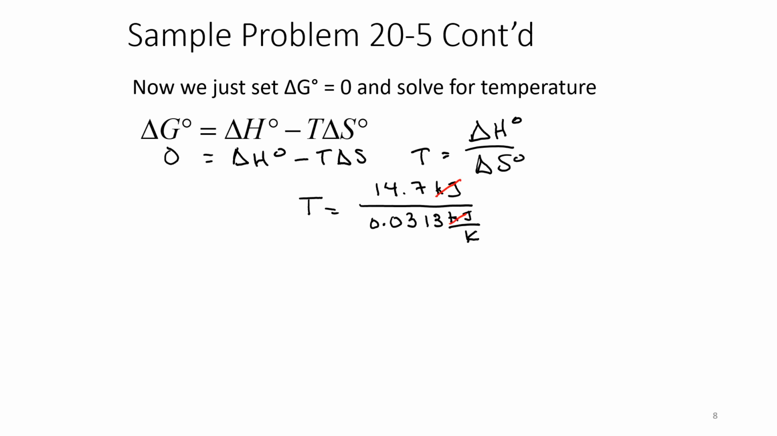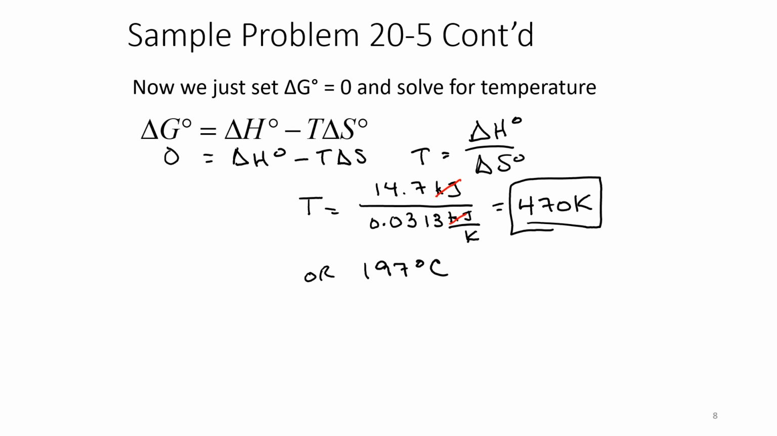So our kilojoules are going to cancel each other out, and we're going to be left with 470 Kelvin, or 197 degrees Celsius. If it asked us to put it in Celsius, we would do that conversion. It didn't specify, I don't believe, in the problem, so I can just keep it in Kelvin, 470 Kelvin, and that's our final answer for that problem.